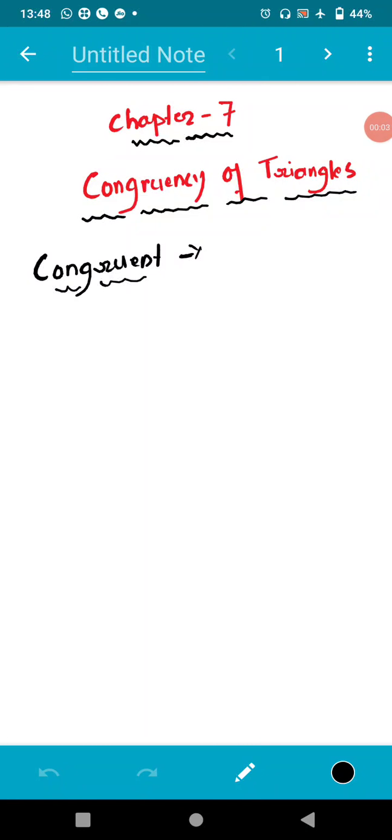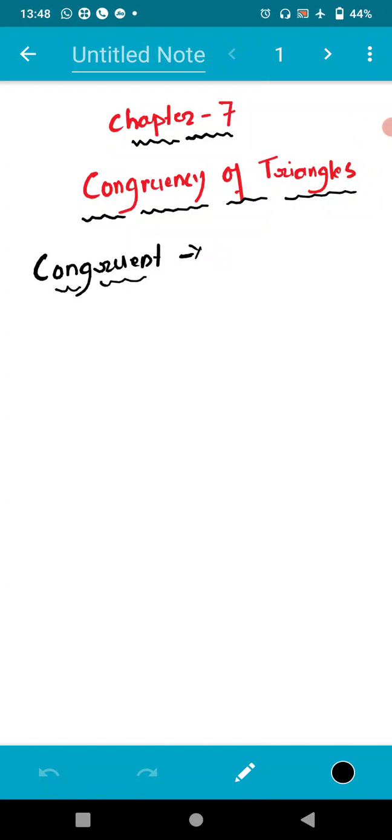Hello students, today we are going to start a new chapter, congruency of triangles, and this is chapter number 7. Now this is all about congruency. Before we get on with the exercise, we need to first understand what is congruent.